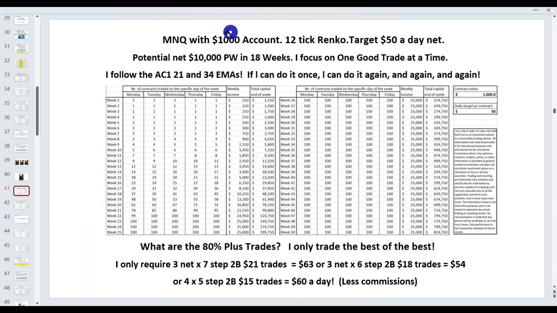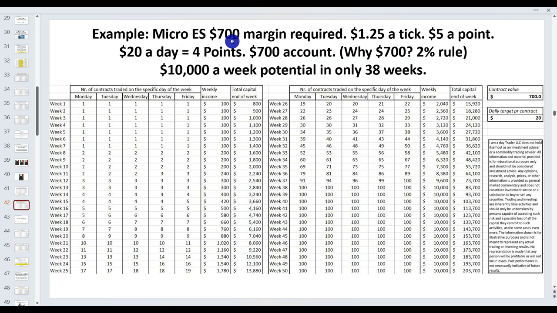So here, you start off with $1,000 and you go for just $50 a day. Look where you are in 18 weeks, 10 G's a week. But the challenge is, everyone wants to do it within a couple of weeks. You know, it's really interesting. People go and work at a job and retire after 30 years broke, yet they expect to get rich day trading in a couple of months. It's such a shame.